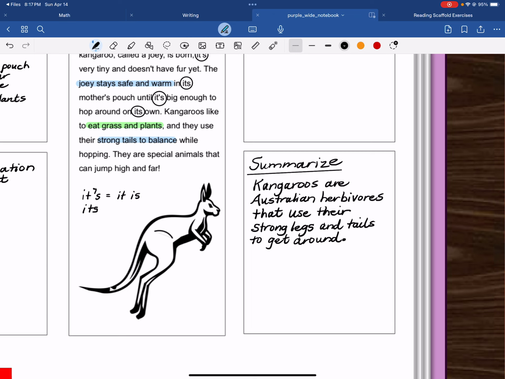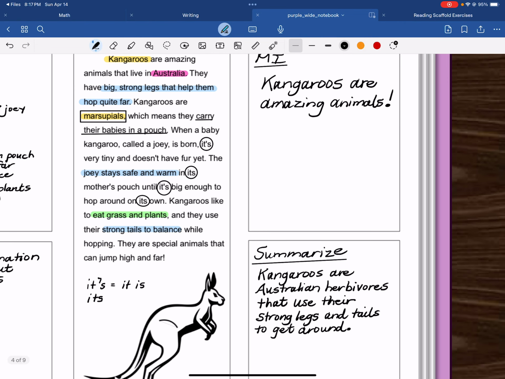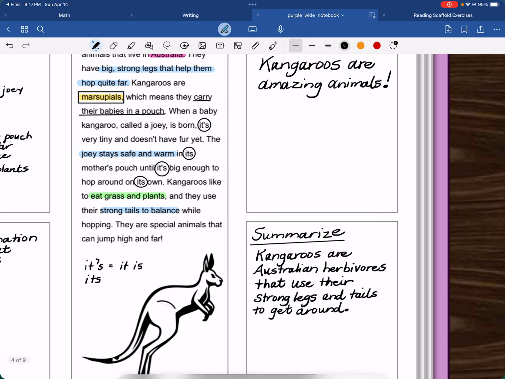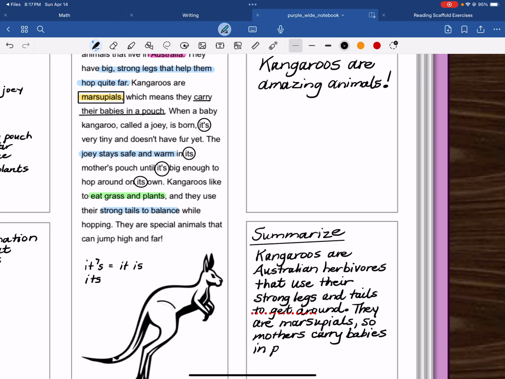But there's something else that's very important about the kangaroo. It spent a lot of time talking about this. And it's the idea that they are marsupials. They even use that word. They are marsupials. So, what does that mean to be a marsupial? So, mothers carry babies, or you could say joeys, if you want to use that term, babies in pouches.